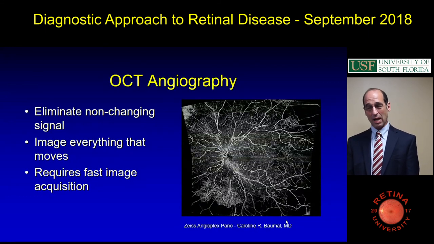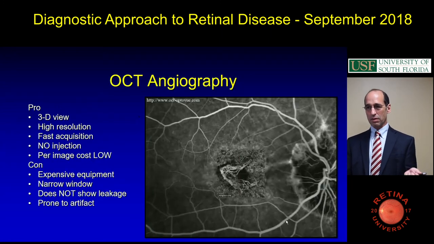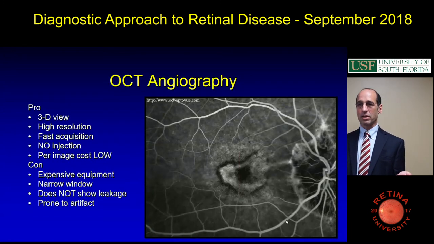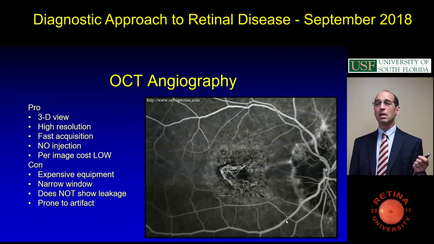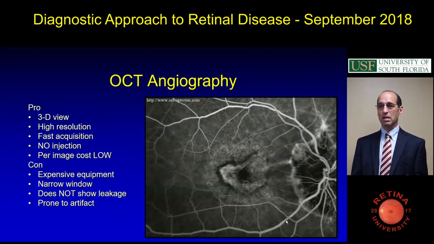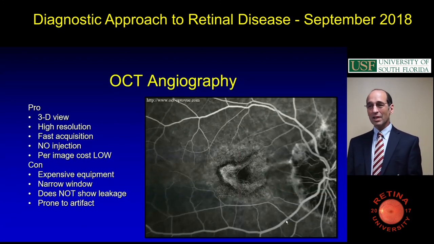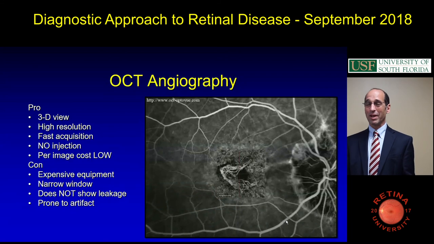It requires fast acquisition, so you need those swept source machines. And there are pros and cons. The pro is it's a 3D view, very high resolution, and fast acquisition. There's no injection, and the per image cost is low. People are talking about the cost because you're not injecting. The con is the equipment's very expensive at the moment, and also a con for me is it's changing. I don't know that the equipment's not going to be better next week.